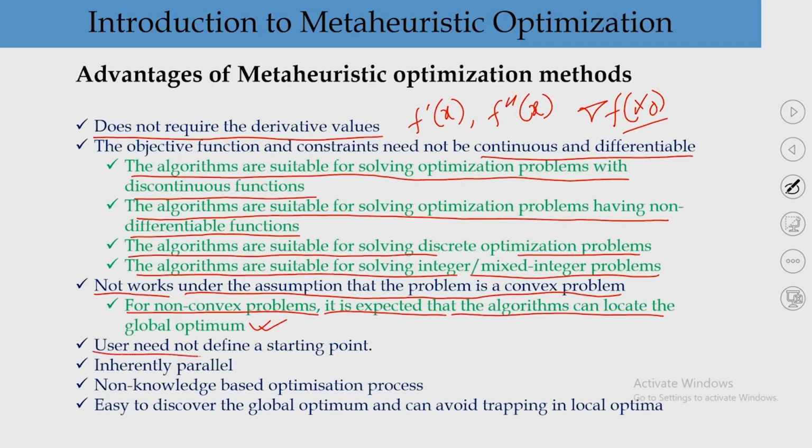Then the user need not define a starting point. So, I need not define a starting point like in the classical method, where I have to define what is x naught. x naught I have to define, and from there your search process will start, but in this case I need not define the starting point.